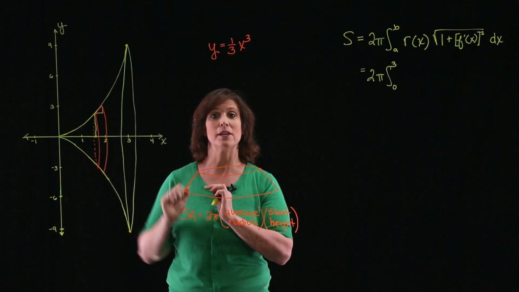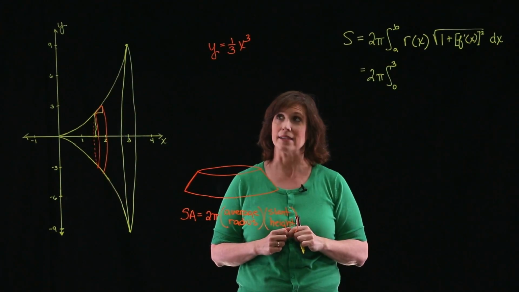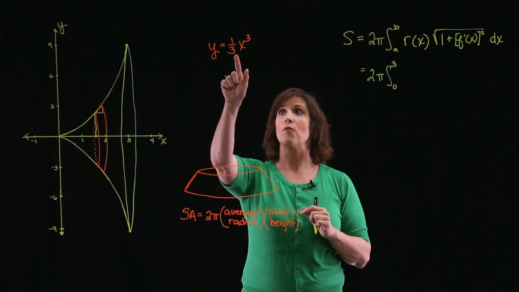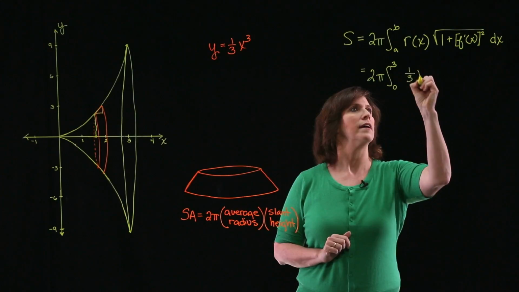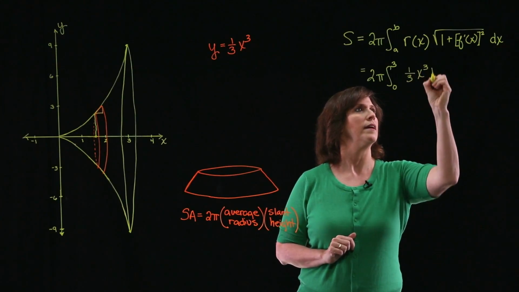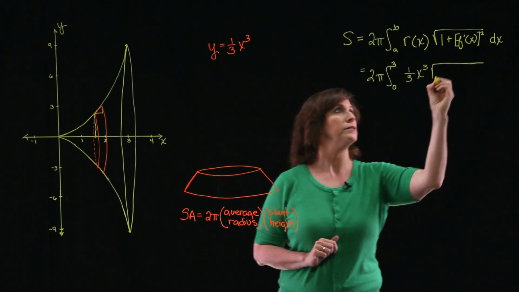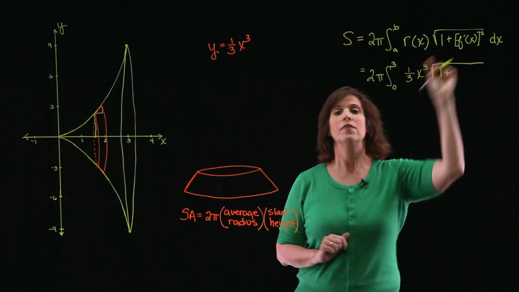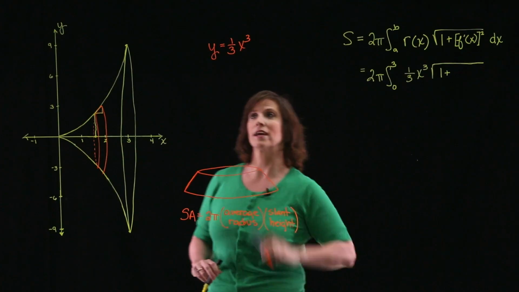Well, a vertical distance is measured in terms of y, but notice I want to be integrating with respect to x. So instead of writing a y, I'll write 1/3 x cubed. The next part of the formula is our square root of 1 plus the derivative squared. Well, I need the derivative. So let's go ahead and take a look at that.